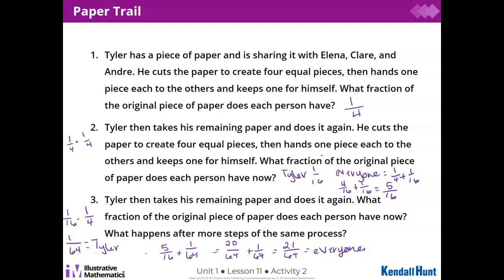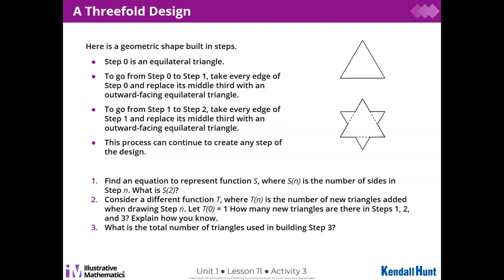Okay, go ahead and turn the paper. Now we're looking at this threefold design. This is where the real learning is going to take place. This is a geometric shape built in steps. The first step, step 0, is an equilateral triangle. So we start with an equilateral triangle. Then to go from step 0 to step 1, we take every edge of step 0 and replace its middle third with an outward facing equilateral triangle. Right here, this is step 0. I can highlight step 0 again.